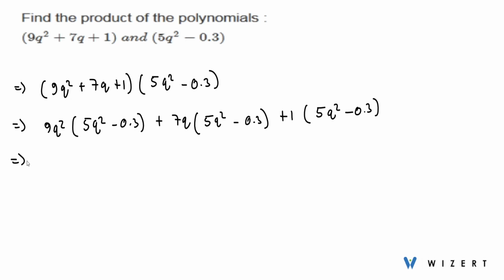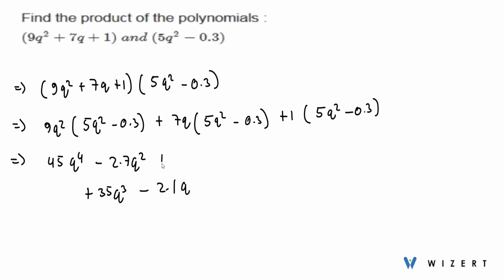So 9q square multiplied by 5q square will become 45q raised to the power 4, and 9q square multiplied by minus 0.3 will become minus 2.7q square. Then we have 5q square multiplied by 7q, so it will give us 35q cube, and then 7q multiplied by minus 0.3 is minus 2.1q, and finally we have 5q square.